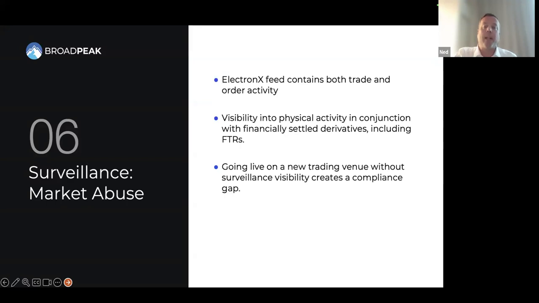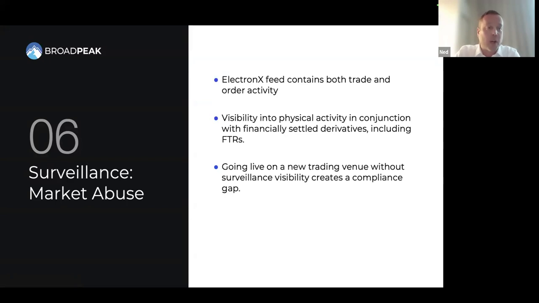And then on that, we've seen an increasing amount of interest in being able to see your physical trades in conjunction with all your financial activity. We've seen a lot of interest in FTR surveillance or virtuals, in addition to outright physicals and traditional financials. And so now these new hourly products are a new element in that picture, a new product to be able to look at the entire mosaic of your trading.